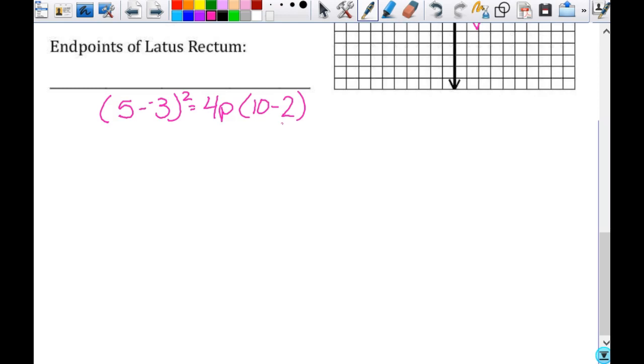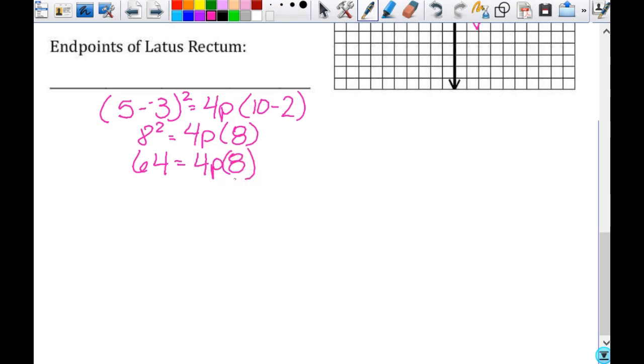All right. Now, don't go too crazy with this, because I don't need to go too far. Here's what I mean by this. This gives me 8 squared, and that's equal to 4p times 8, right? I'm going to leave this side like this for right now, because what this tells me then is that 64 equals 4p times 8, right?